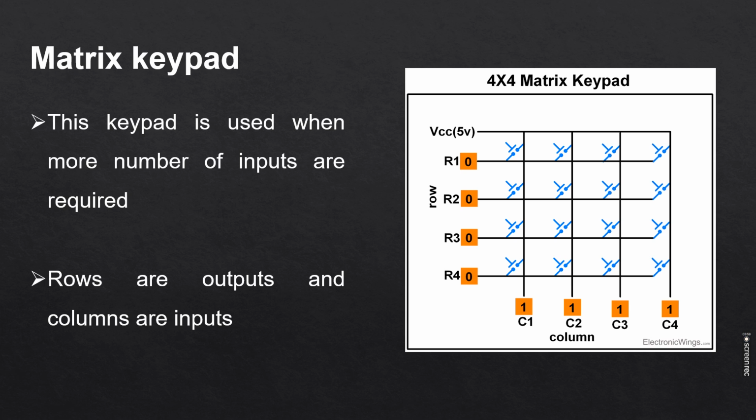Now we're going to discuss the matrix keypad. A matrix keypad is used when a larger number of inputs are required. In the operation of the matrix keypad, rows act as outputs and columns act as inputs. As you can see in the figure, an example is a 4 into 4 matrix keypad.